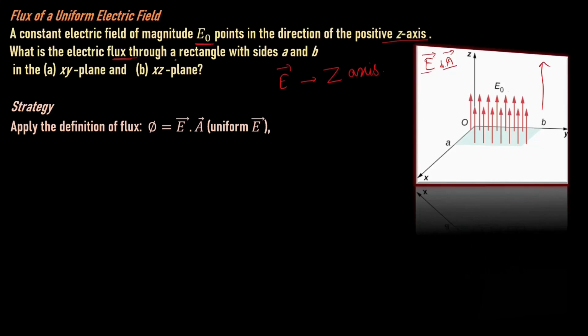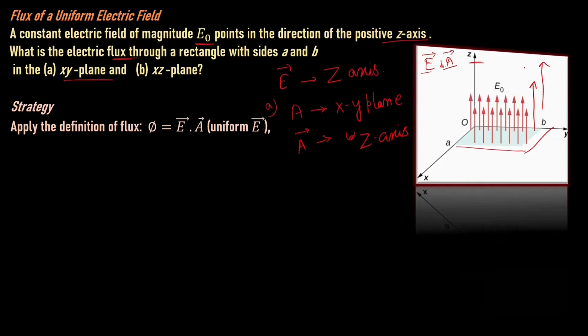Next, we have an area, a rectangle of sides A and B, which is lying in the XY plane. So our first situation is for the XY plane. Here this area element AB is lying in the XY plane. This is again an important key point. If we draw the area vector perpendicular to the given XY plane, the area vector will be pointing along the z-axis.